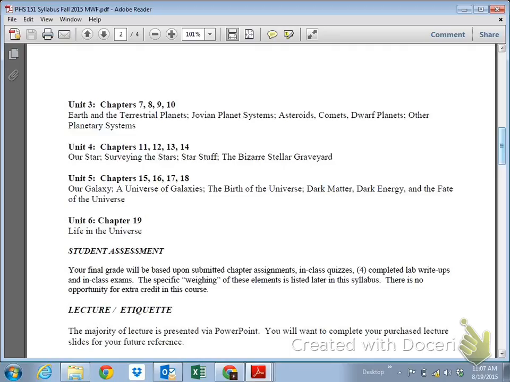In Unit 5, we'll talk about our galaxy, the Milky Way galaxy, and other galaxies, and kind of our overall structure of our universe. Also in Unit 5, we'll talk about the Big Bang, why we think that that's the case, why that is the current theory. Unit 5, we'll talk about dark matter, dark energy. Unit 6, if we have time, we'll talk about life in the universe.